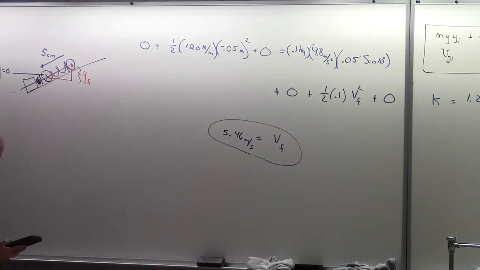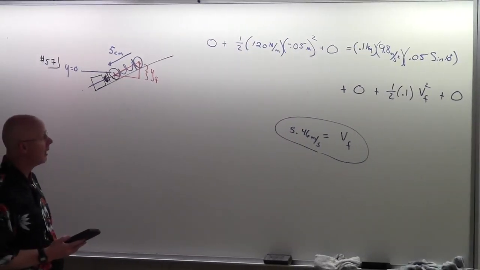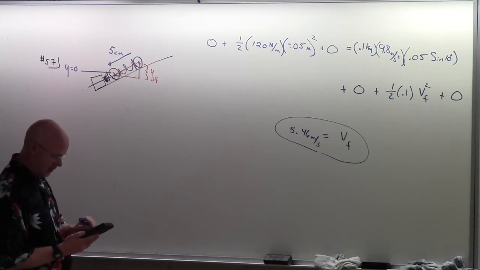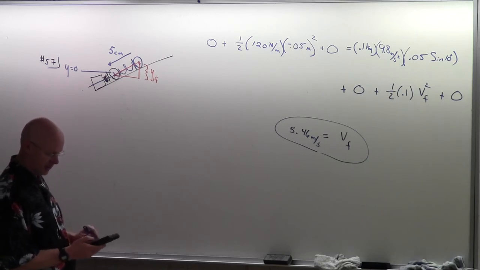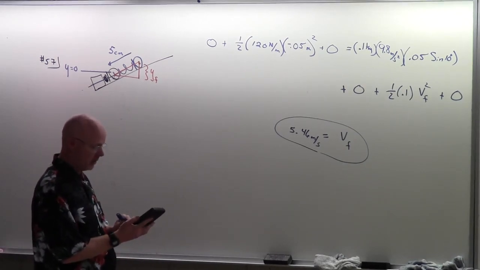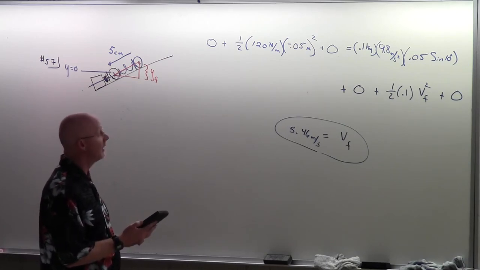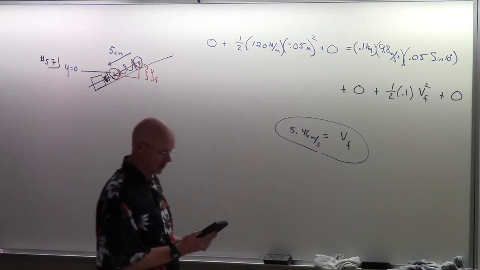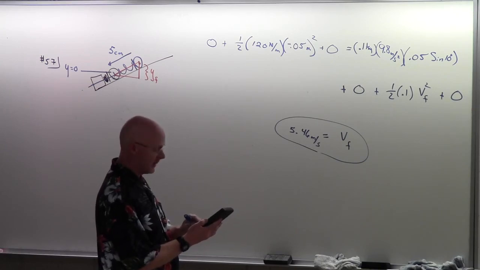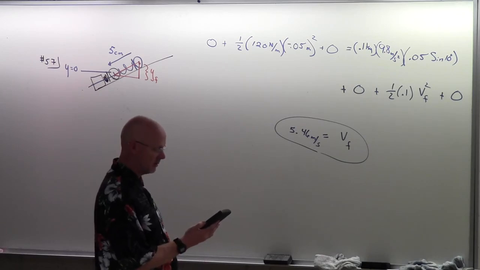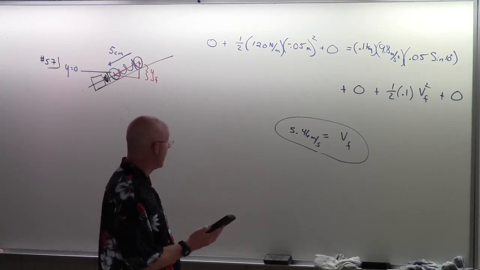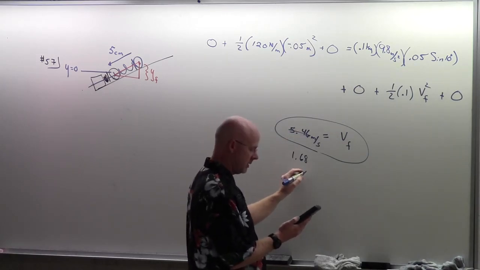And I feel like I hit a wrong number. I think I just said it wrong. Let me scroll up here. Oh, this model doesn't scroll up. But yeah, that's 1.5. Oh, 0.1, let's see. 1/2 times 120 times 0.05 squared. 0.15. Okay. I think I did hit something wrong. Minus 0.1 times 9.8 times 0.05 times sine of 10 degrees. Then times 2, then divide by 0.1. 1.68 meters per second.